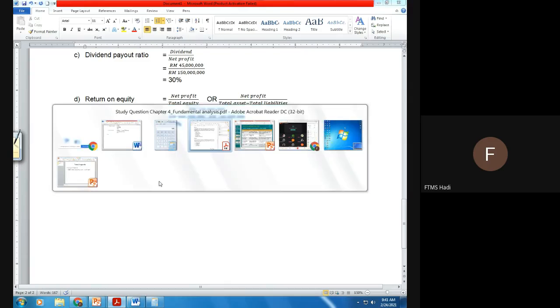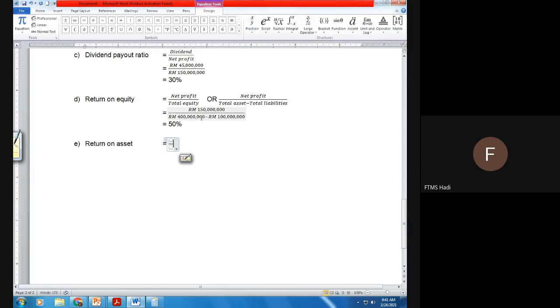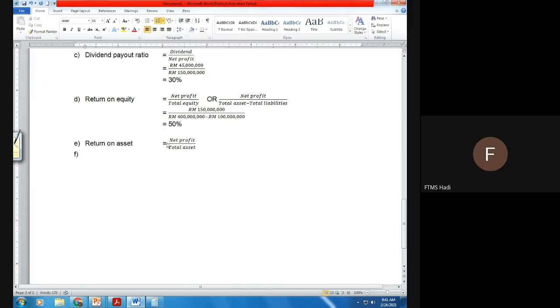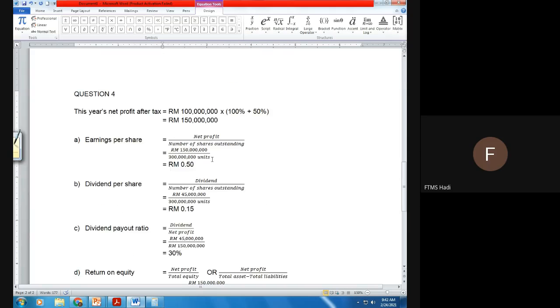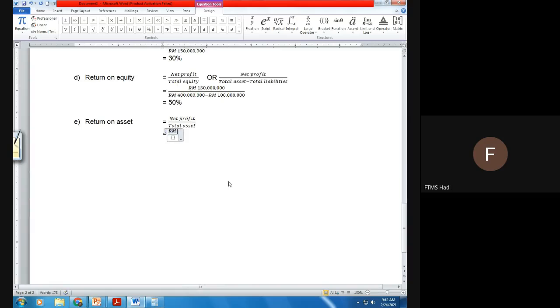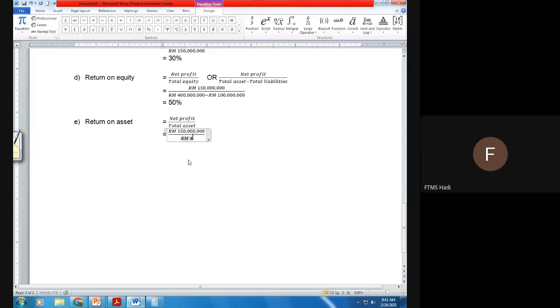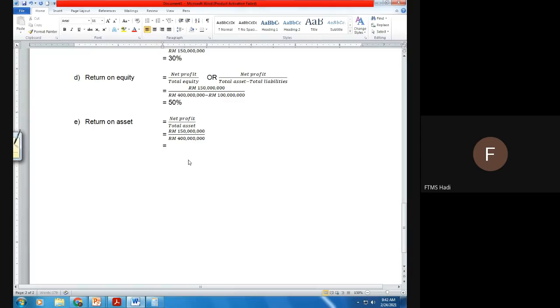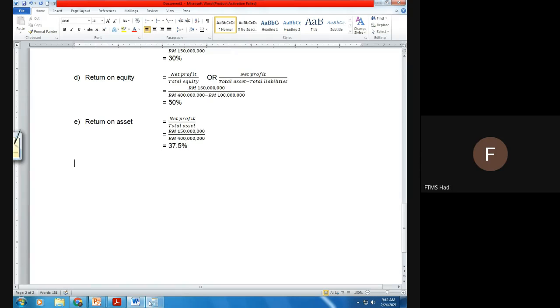Okay, next question. Return on asset. Return on asset tak ada masalah because we have asset value already, total asset. The formula on return on asset will be net profit divided by total asset. Total asset dah ada lah. Net profit as always, up here, this one 150 million. Total asset tadilah kat sini, this one 400 million. The answer is in percentage as well. So 150 juta divided by 400 million multiplied by 100 will become 37.5%.